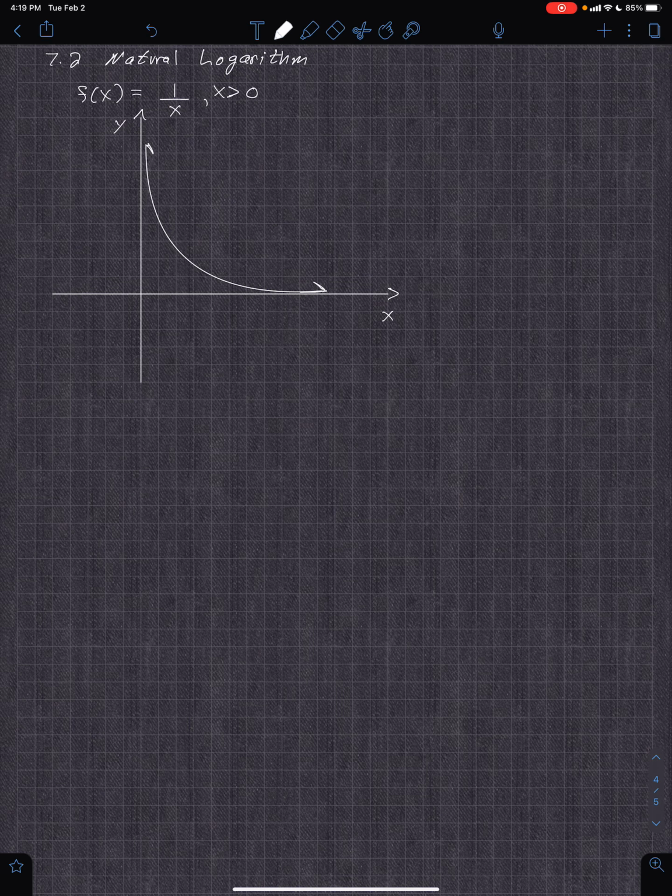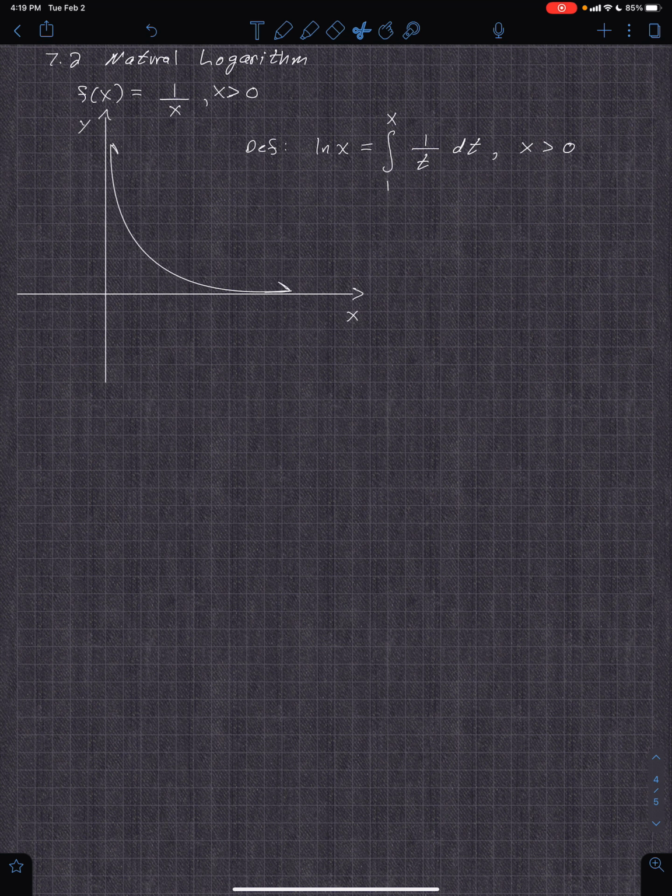So then we're going to define ln x to equal the integral from 1 to x of 1 over t dt for x greater than 0. Seems kind of weird at first, but it allows us to define everything about logarithms that we already know. So everything will be in terms of the natural log.